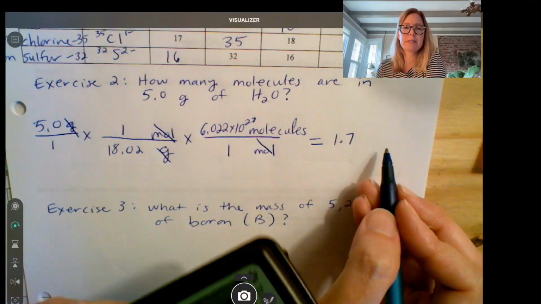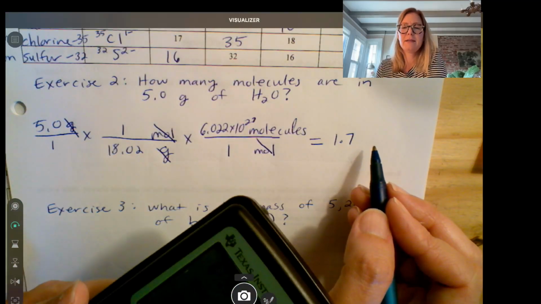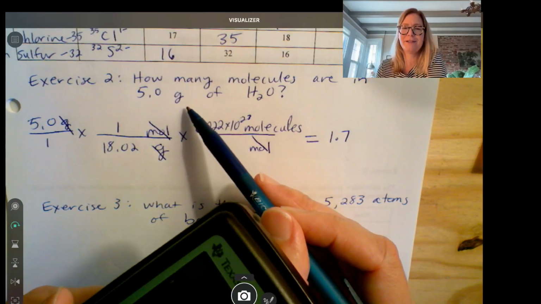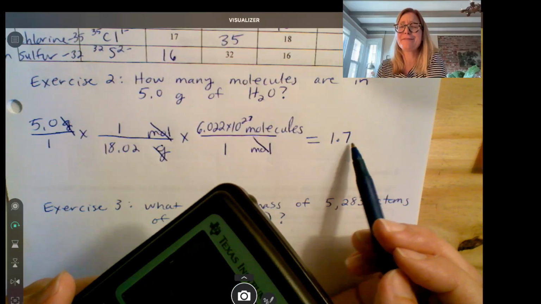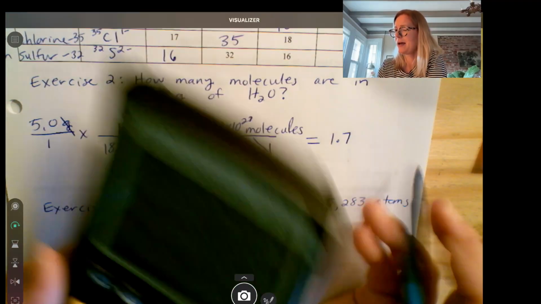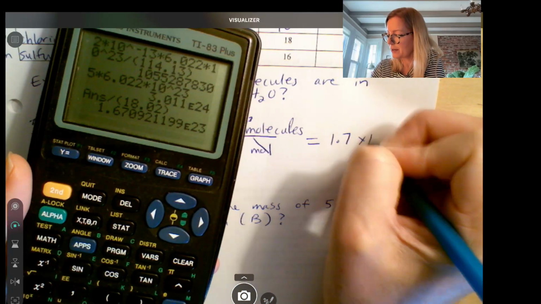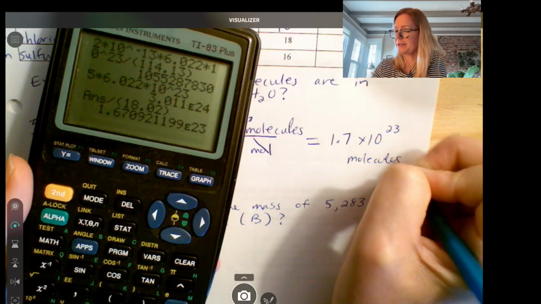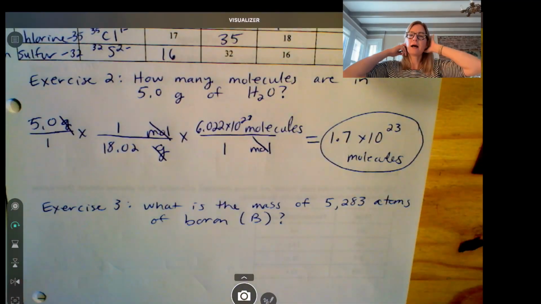Please don't say 1.7 molecules. First of all, you know that doesn't make sense, okay? The answer is not 1.7 molecules. If you have 5 grams of water, there's no way there's only 1.7 molecules of water. You can't even have a fraction. It doesn't make any sense. So notice there's an E. E means times 10 to the 23rd molecules. Okay? And just double check that your answer makes sense.